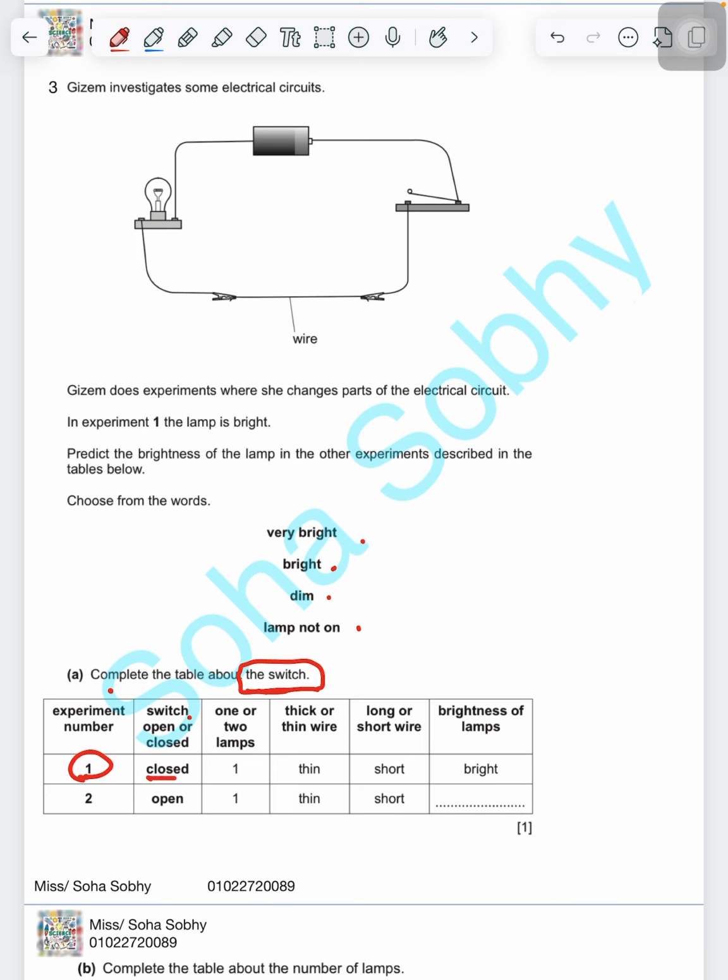Experiment number 1. Switch open or closed? It's closed. 1 or 2 lamps? It's 1. Thicker or thin wire? It's thin. Long or short wire? It's short. Brightness of lamps? It's bright.